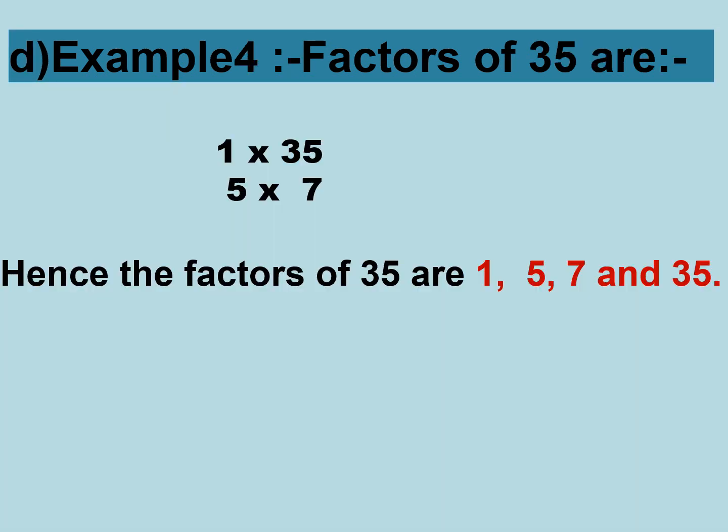Let us conclude by taking another example. Factors of 35 are 1 multiplied by 35, 5 multiplied by 7. Hence, the factors of 35 are 1, 5, 7 and 35.